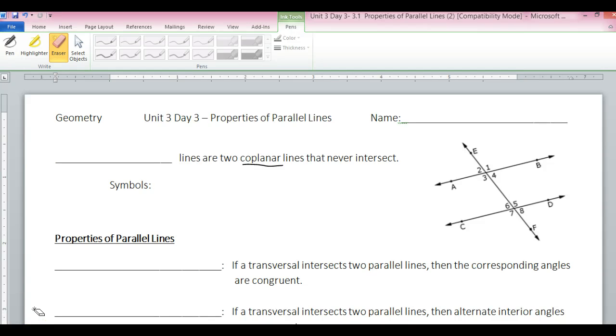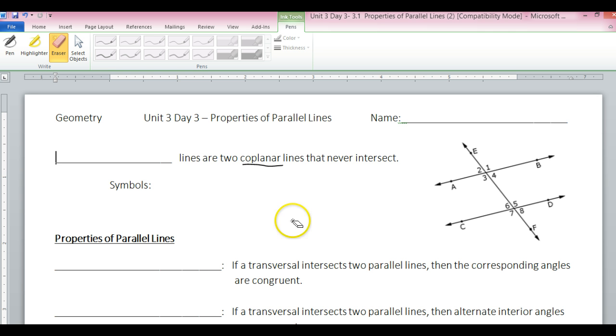Hello geometry students, welcome back to Mr. Farina's geometry class. Today we extend our lesson about parallel lines and all the different angle relationships that we get with parallel lines. It's an extension of the GeoGebra activity, kind of stepping up the level of difficulty with the problems and so on.